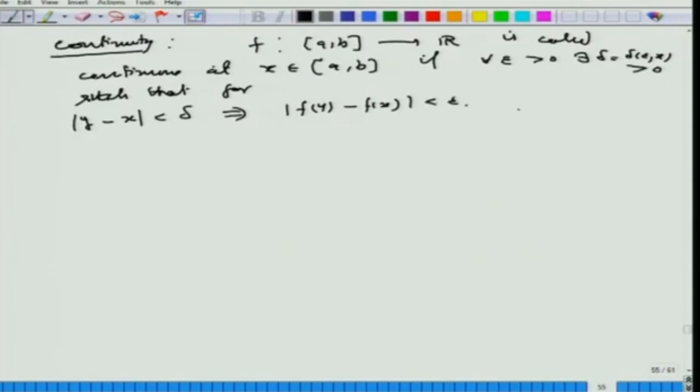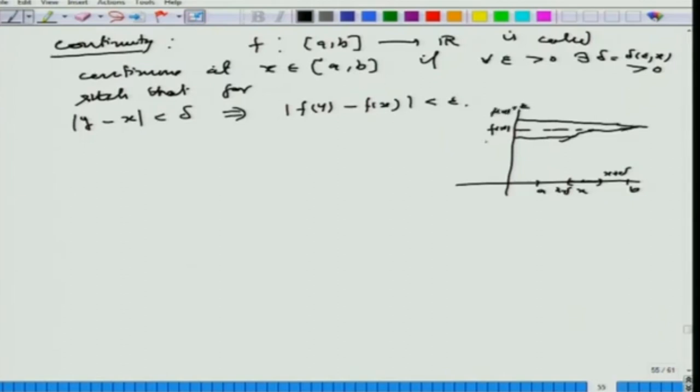So, here it is like this: a and b and the function here. Let us say at this point x, if we take a neighborhood around this, all y's in the delta neighborhood, this is x minus delta to x plus delta. In this interval, wherever that y is, this is f x, and this is the epsilon strip: this is f x plus epsilon, this is f x minus epsilon.